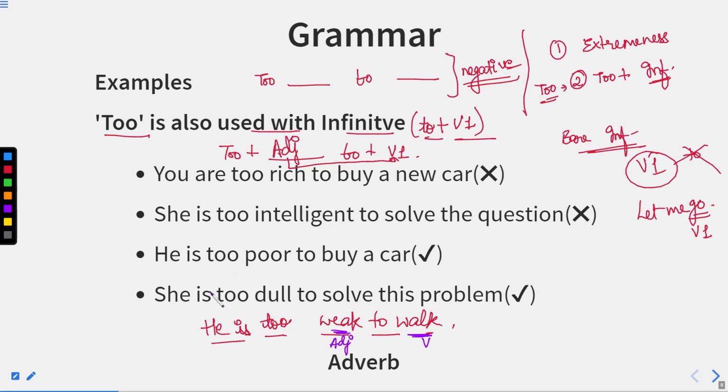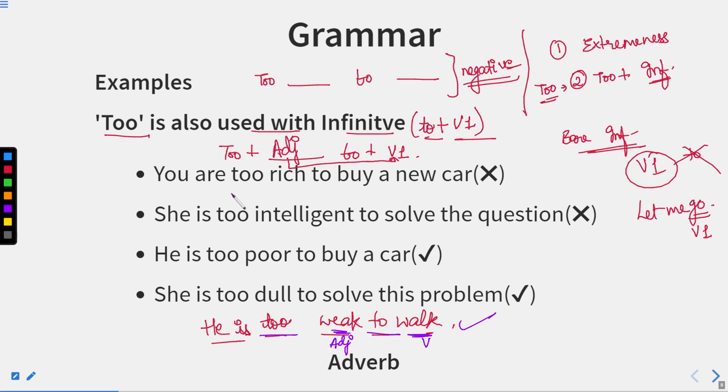Now I'm not using to and to, but I'm using so and that. But I'm using an additional adverb, that is not. But in this sentence, I'm not using not. Then even the sentence is negative. That is, he's too weak to walk. It means that he's very weak, or he's so weak that he cannot walk. This is the meaning of the sentence. I'm just using to and to together, and that will make the sentence negative. So the sentence is absolutely correct.